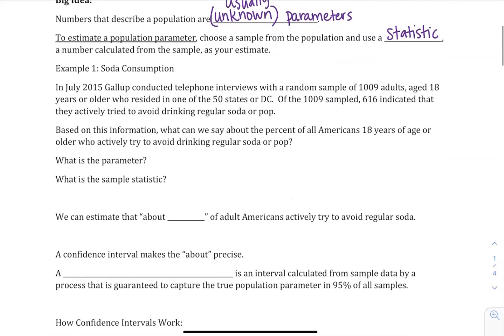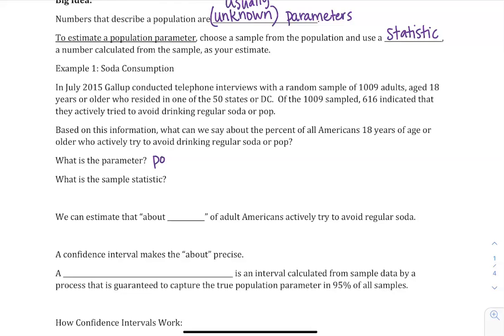So let's look at example 1. We have a study done on soda consumption. The Gallup poll in 2015 looked at 1,009 adults in one of the 50 states or DC, and of those, 616 indicated that they actively tried to avoid drinking regular soda or pop. So we could use this information to try to understand the entire population proportion who is also avoiding regular soda or pop. So what's the parameter here?